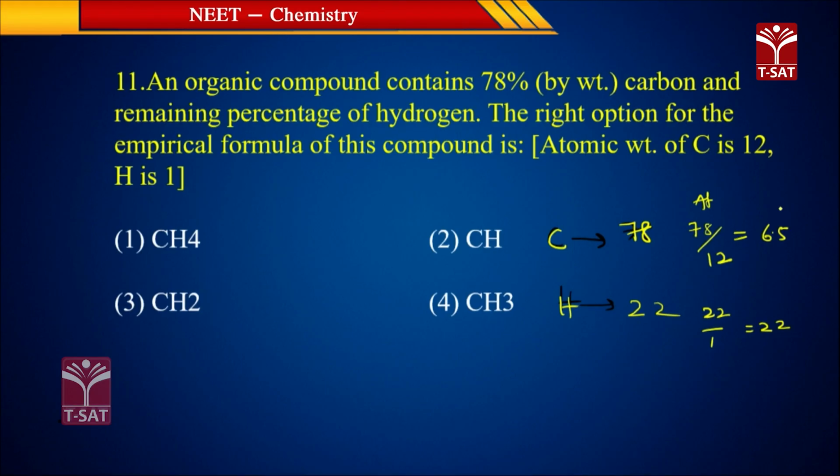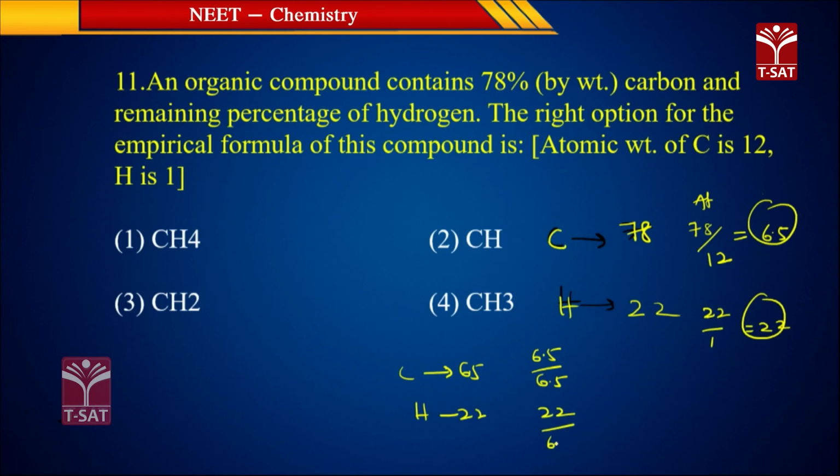Okay, so this is atomic ratio. From atomic ratio, carbon is 6.5, hydrogen is 22. You have to find out the simplest whole number ratio. How can you find it? Divide with the same number: 6.5 by 6.5, and 22 by 6.5. This will give 1 and this will give 3.3. This we will take as 3. Simplest number of carbons is 1 and hydrogen is 3. So option 4 is the correct answer.